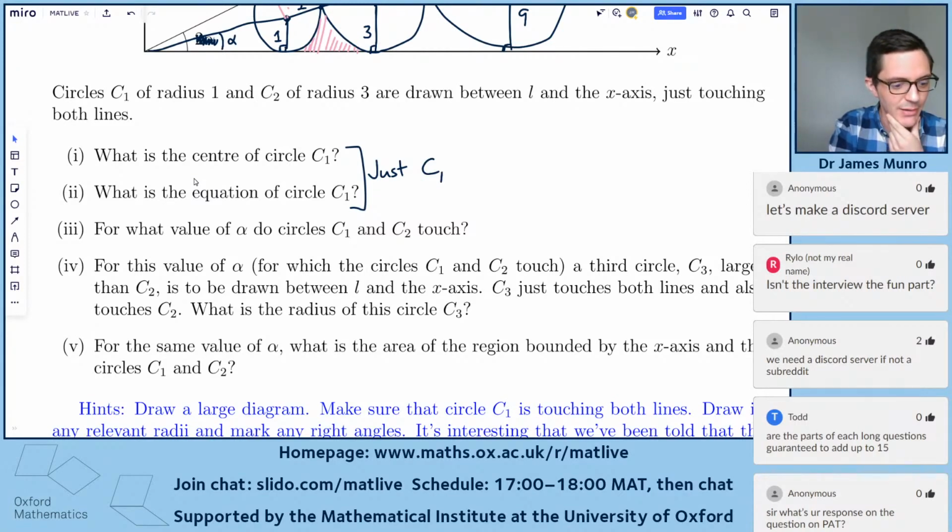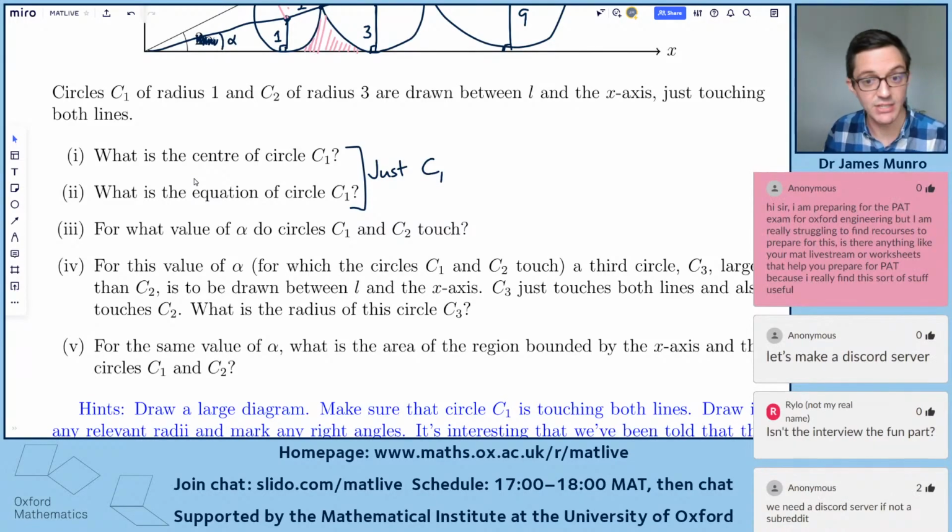What was the PAT question? So the PAT question was, I'm preparing for the PAT exam for Oxford Engineering, but I'm really struggling to find resources to prepare for this. So the physics website does have some resources on. They've got some suggestions of how to get better at physics, and they've got a very limited syllabus as well of physics that they're expecting you to know, and some maths that they're expecting you to know. Is there anything like the MAT Livestream?